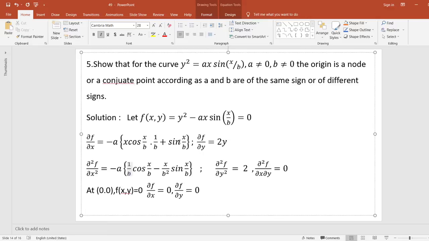Next, sine x by b is cos x by b into 1 by b, right? That is, again we have got this one, that is divided by 2. Again the two terms we have got, therefore 2 by b.